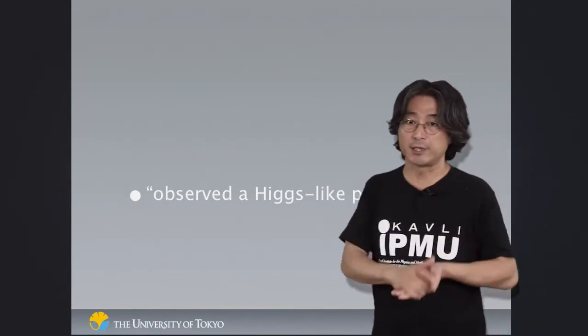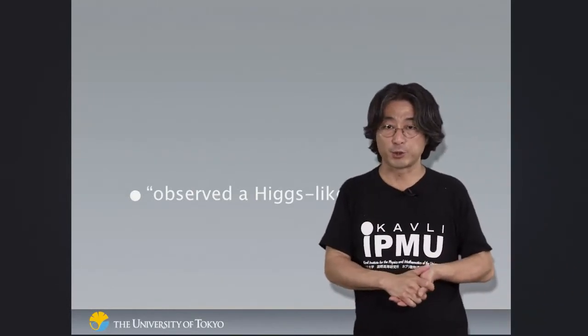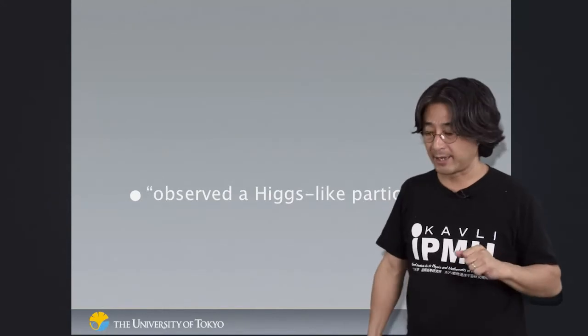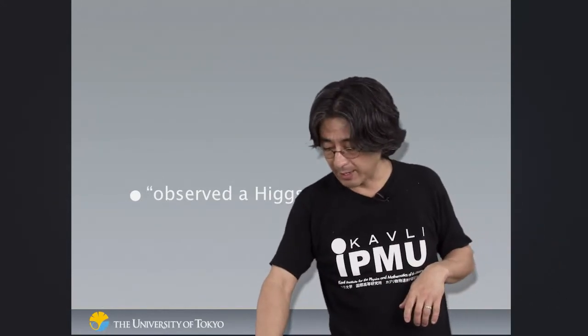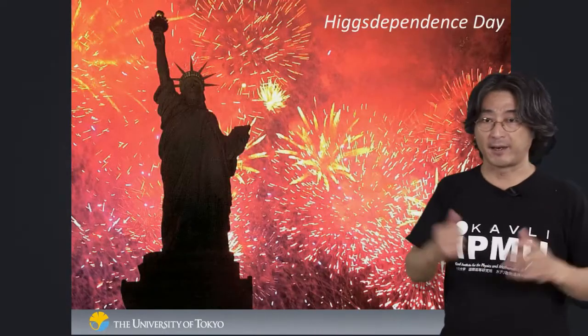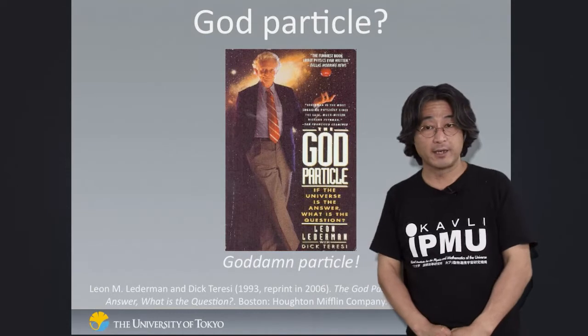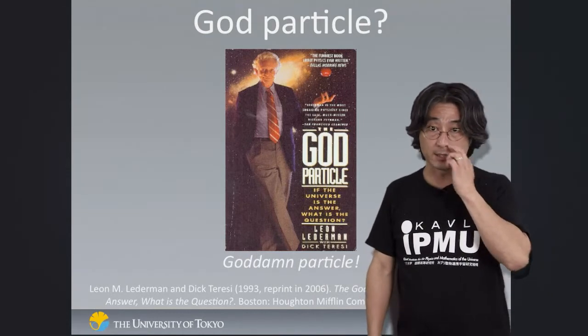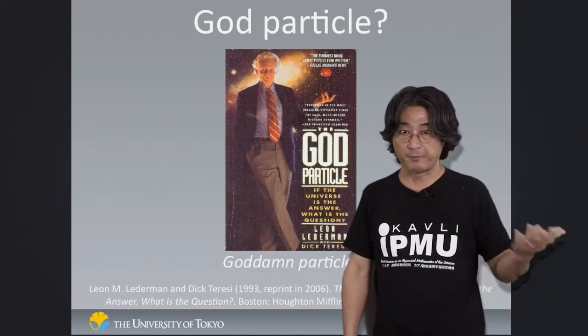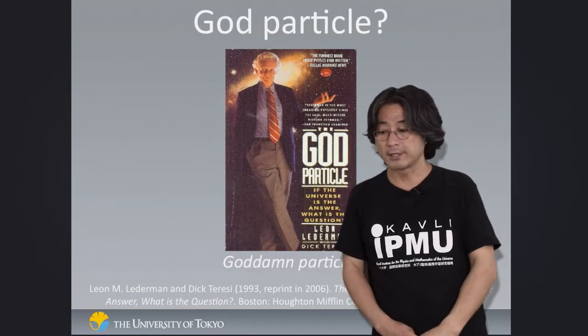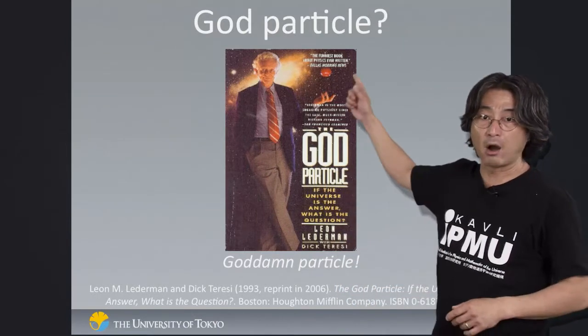And especially that this was actually done and reported on July 4th, which is an Independence Day in the United States. A lot of us call this day the Higgs Dependence Day. And that was a big celebration worldwide. And so the question then is that, how important is this discovery? Why have we been looking for this particle for 50 years? Well, some people even dubbed this particle a God particle.